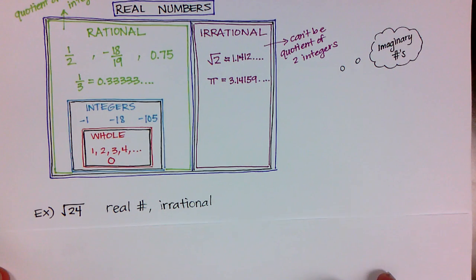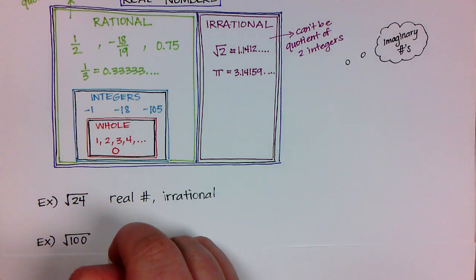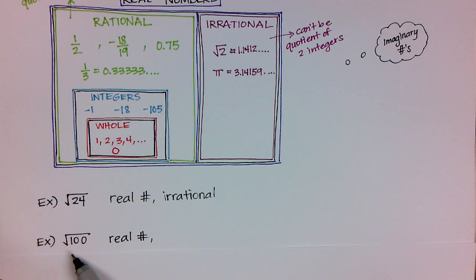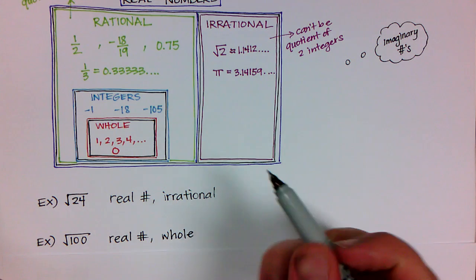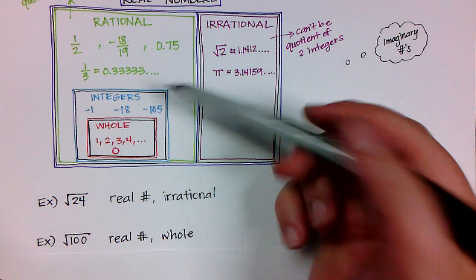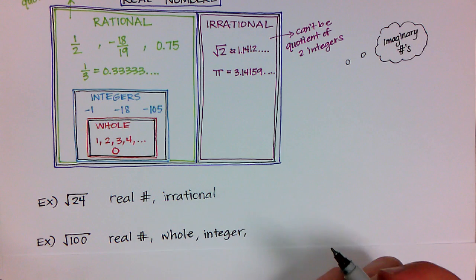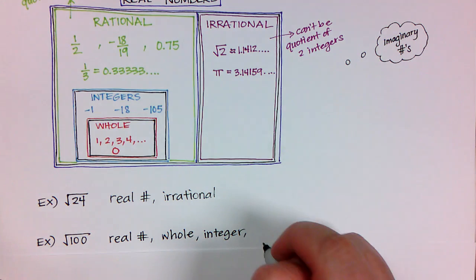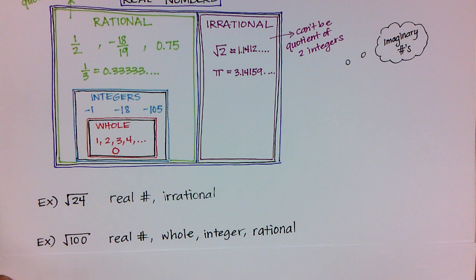Okay. Here is my next one. It is the square root of 100. Okay. This is a real number. And then I want to ask myself, do I know the square root of 100? Yeah, it's 10, right? So it is a whole number. But square root of 100 could also be negative 10, so that would make it an integer. And I can also write that as the quotient of two numbers, right? 10 over 1, or negative 10 over 1, which would also make it a rational number. So it can be any of those things.